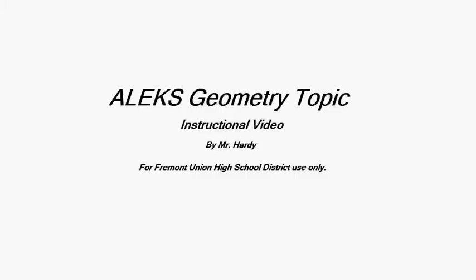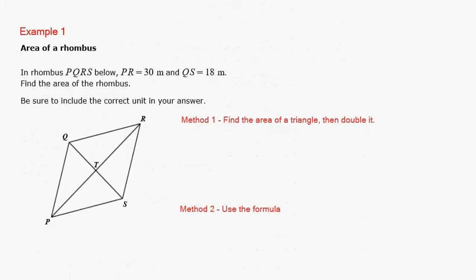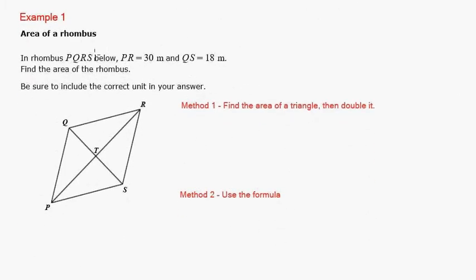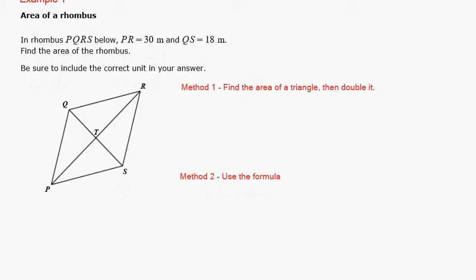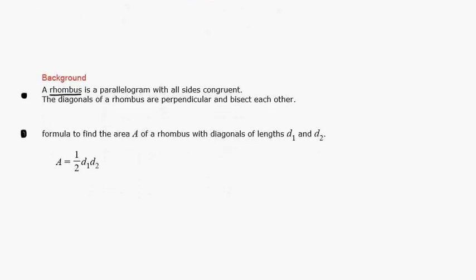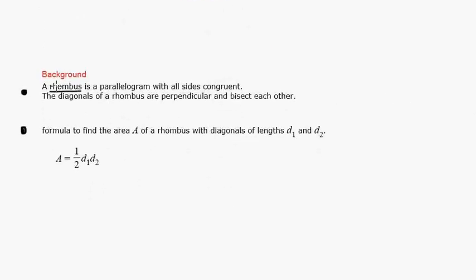What we're going to look at with this video is finding the area of a rhombus. So a rhombus is a sort of special parallelogram. Before I go into how to do this, let's look at the background information. Whenever they tell you that it's a rhombus, it's a parallelogram.